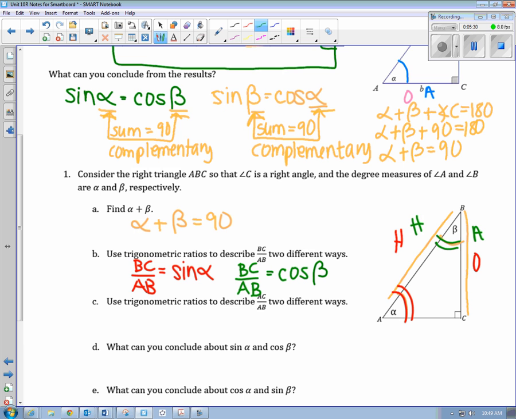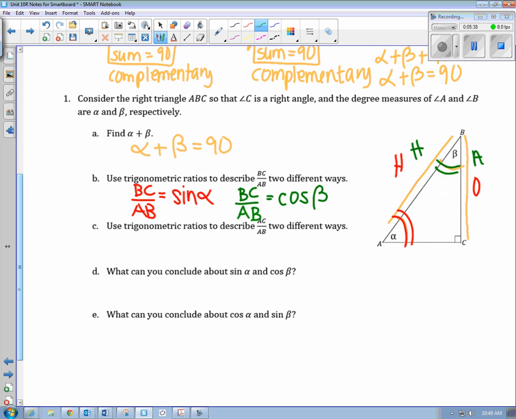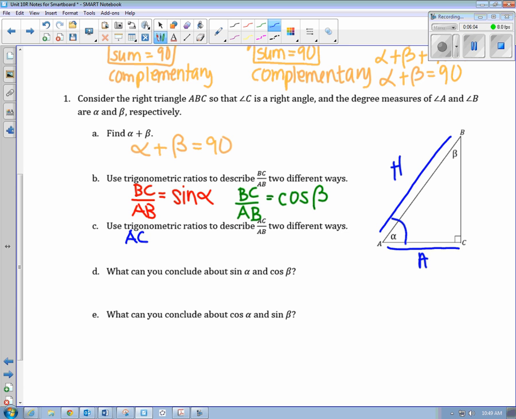And then they ask us to do the same thing. This time, however, they asked us to do the same thing using AC and AB. So I'm going to go back now and erase what I have in my picture and color code it again. So in here, they're talking about AC and AB. With respect to angle alpha, this is adjacent and hypotenuse. So AC over AB must be equal to the cosine of alpha.